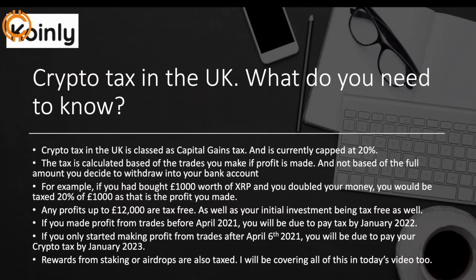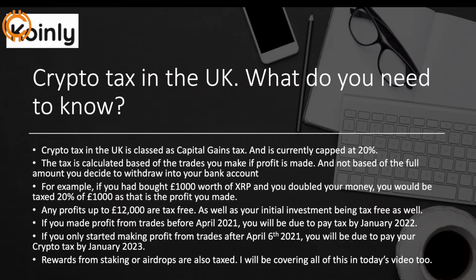So just a quick brief over how crypto tax works in the UK. Crypto tax is classed as capital gains tax in the UK and is currently capped at 20%. The tax, though, is calculated off the trades you make if profit is made, and not based off the full amount you decide to withdraw back into your bank account. For example, if you had bought £1,000 worth of XRP and you doubled your money, you will be taxed 20% of £1,000 as that is the profit you made. Any profits up to £12,000 are tax-free, as well as your initial investment being tax-free as well.